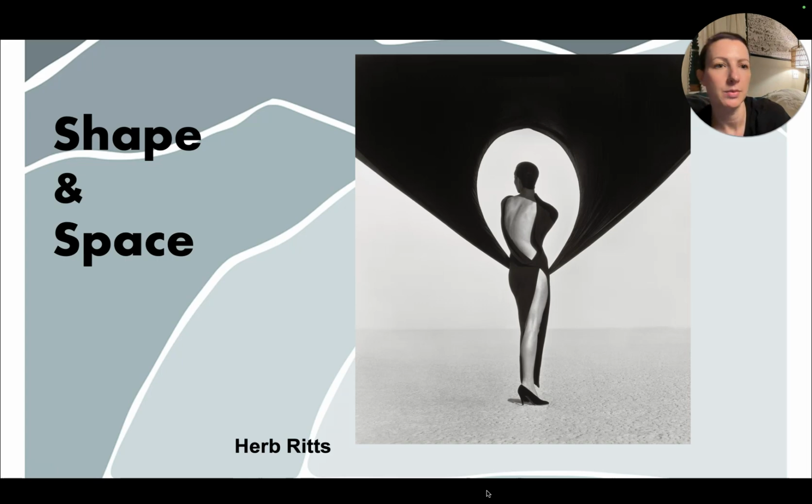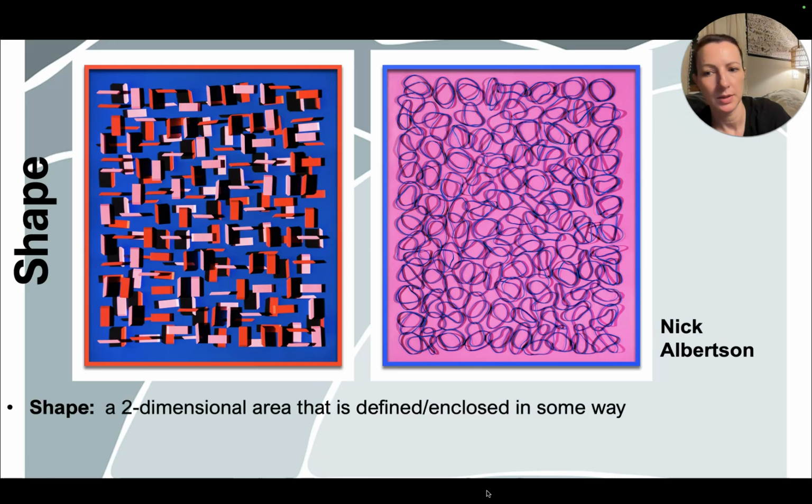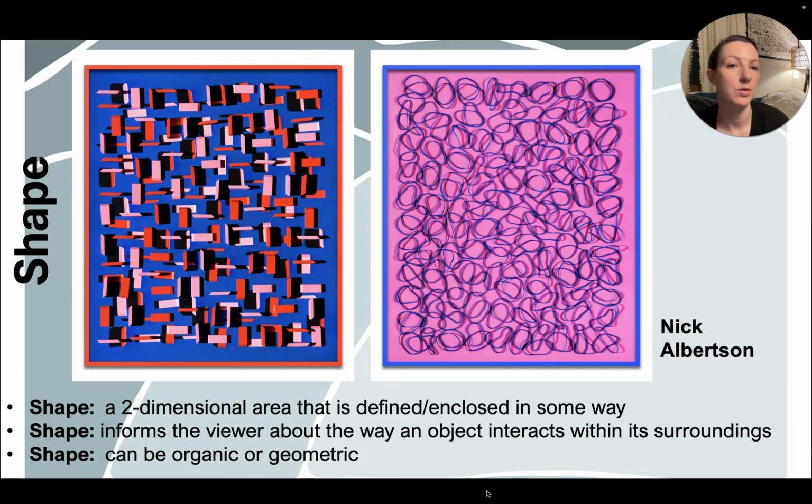All right, so shape and space. Shape is a two-dimensional area that is defined or enclosed in some way. Shape informs a viewer about the way an object interacts with its surroundings. It can be organic or geometric.